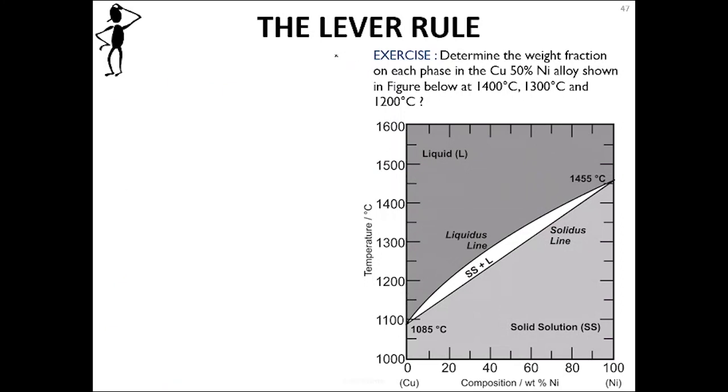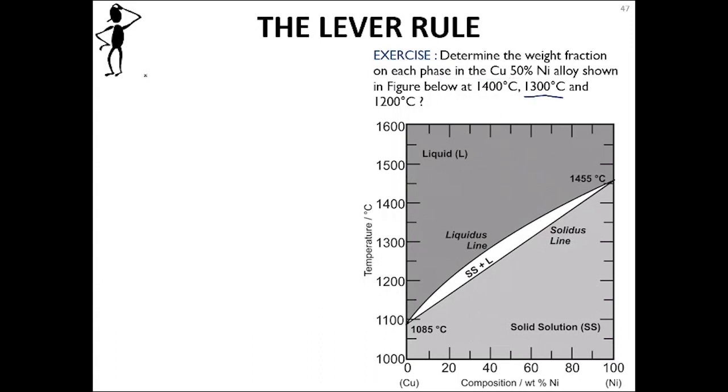In this exercise, we need to determine the weight fraction of each phase in the copper 50% nickel alloy shown in the figure below at 1400 degrees Celsius, 1300 degrees Celsius, and 1200 degrees Celsius. I will show you the composition and weight fraction at 1300 degrees Celsius because at this temperature and 50 weight percent nickel alloy, we have a combination of solid and liquid.